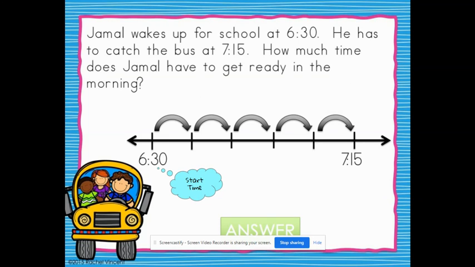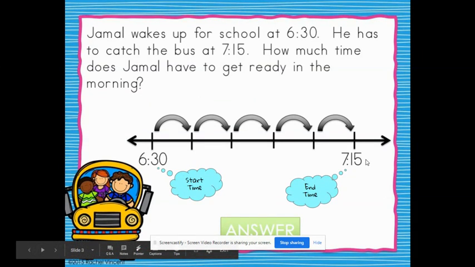Now, he catches the bus or gets on the bus at 7:15. So I know that that's when he's done getting ready. Like he has to be there then. So that is going to be my end time, and those have already become labeled on my number line. So once again, I'm looking for the change of time. How can I use these hops to get from 6:30 to 7:15? We want to be efficient. I definitely don't want to go by one, 6:31, 6:32, 6:33, 6:34. That's going to take forever. I am not doing that.